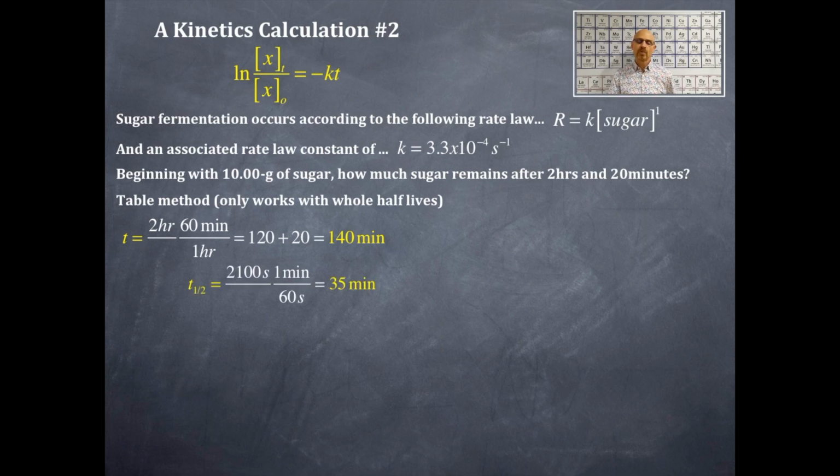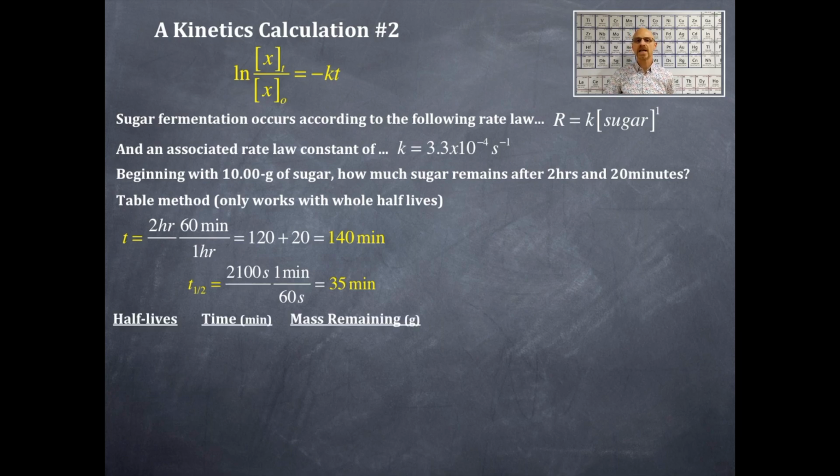So T of 1/2 is 2100 seconds. We solved that in the previous lecture, so you need to look at kinetics calculation number 1 to get the 2100 seconds. We're going to convert this now into minutes. Why into minutes? Because my total time is in minutes, so I want to have the same set of units for time. The total time and the half-life time are both in minutes. Okay?